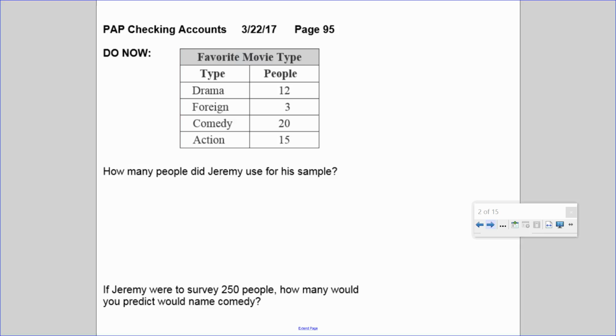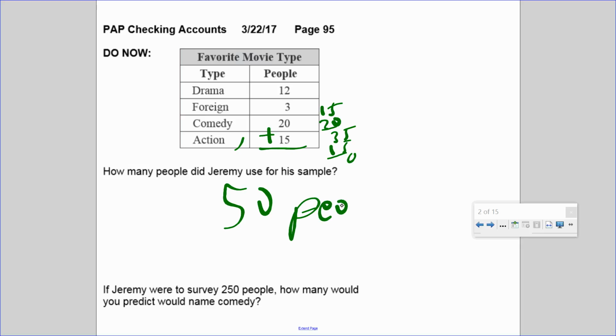So let's look at our do now. This is about people's favorite movie type. 12 people chose drama, 3 people chose foreign, 20 people chose comedy, 15 chose action. How many people did Jeremy use for his sample? If I add all of this up, 12 plus 3 is 15, plus 20, that's 35, plus 15 more, that's 50. So he chose 50 people in his sample.